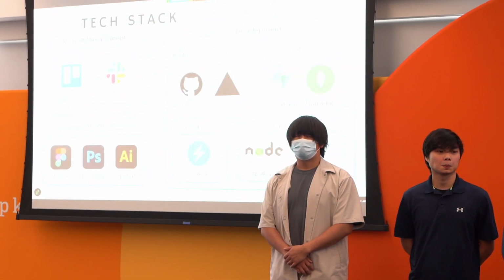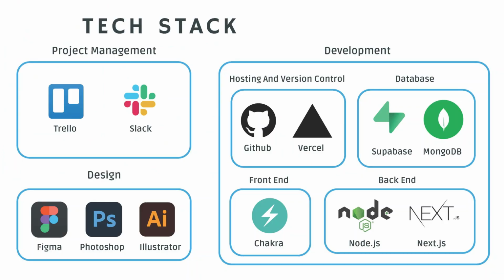Thank you, Tejinder. So we use Trello for project management where we tracked all our tasks. On the design side, we used Figma for all the wireframes, and we used Photoshop and Illustrator for the presentation and our project proposal. Our website is hosted on Vercel, and we are using GitHub for version control. Our database is Supabase and MongoDB. We are using Chakra UI for styling our components, and Node.js, Next.js is our backend.